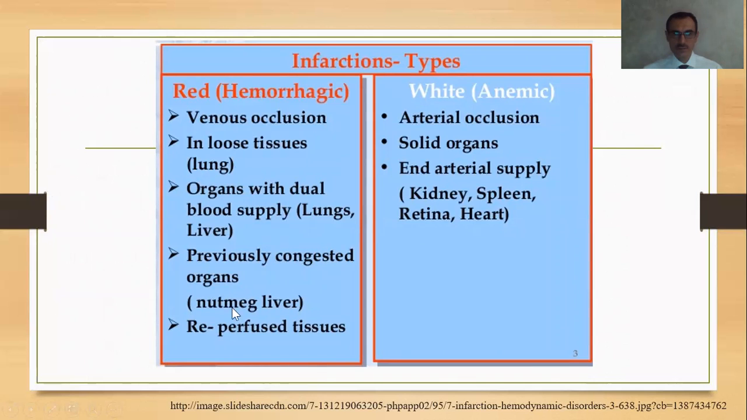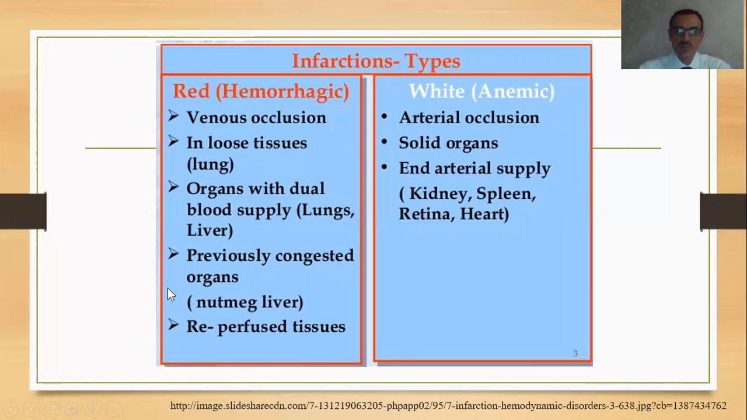Here you see the diagram, the table that explains the types of infarction. The red, or hemorrhagic infarct, in comparison with the white infarct, mainly develops during venous occlusion in loose tissues such as the lungs, in organs with dual blood supply, in the liver, in the lungs, and previously congested organs.